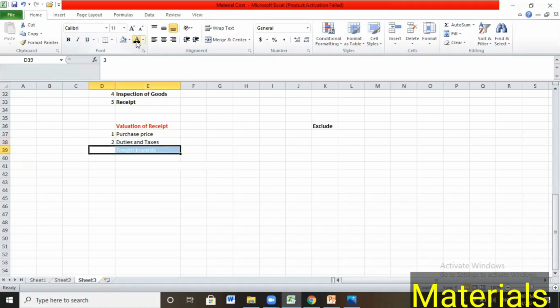Second is duties and taxes. Third, freight inwards, that is material carriage, or you can say carriage cost. Next, insurance and other expenditures directly attributed to procurement. Procurement means to purchase. Self-manufactured packing materials shall be valued including direct material cost, direct employees cost, direct expenses, job charges, factory overheads, and other directly related overheads. There are a few exclusions.